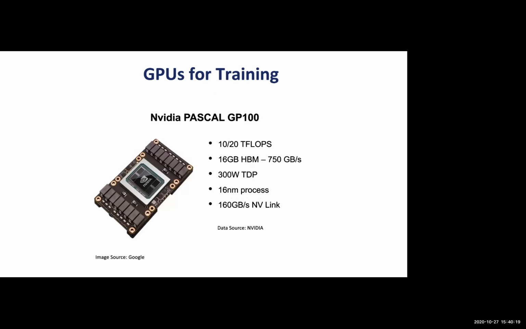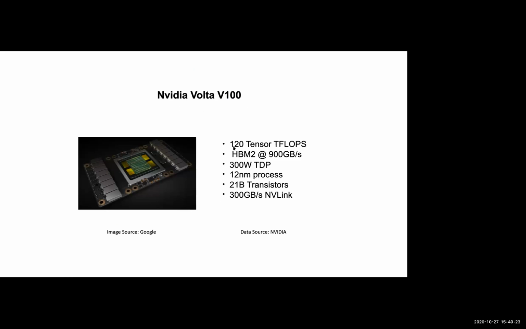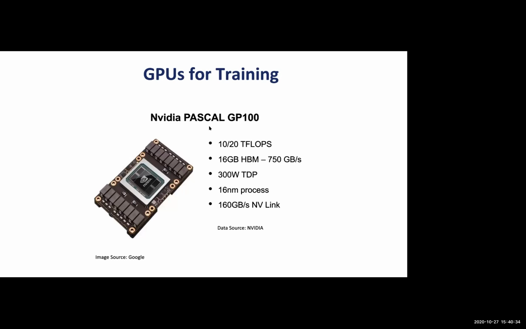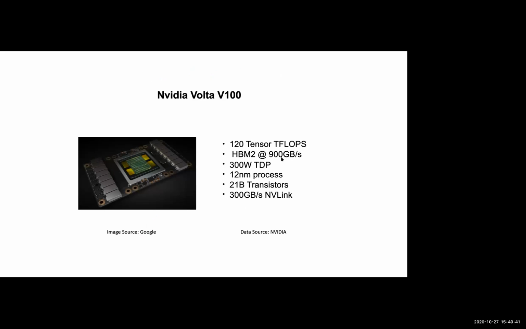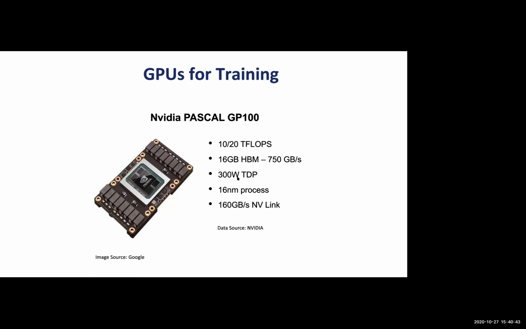If you compare, the teraflops were 20 teraflops in Pascal, and in Volta 120 teraflops were there. And if you see the memory bandwidth, it was around 900 Gbps. So here I'm comparing the Volta and Pascal GPUs. Volta is more advanced than Pascal. It has 750 Gbps in Pascal and 900 Gbps in Volta, but the power consumption is almost the same.